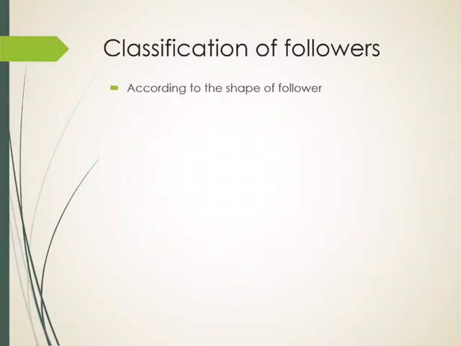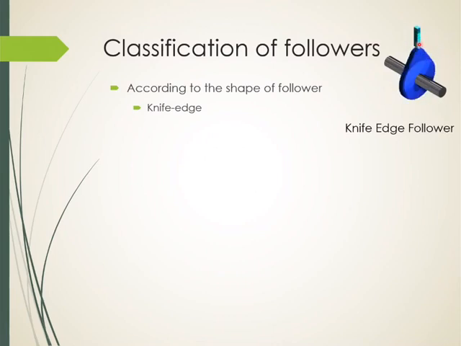Next we will have the classification of followers. Based on the shape of the follower, we can classify the followers as we see here one by one. The first type is called the knife edge follower, and you can see in this sketch the follower has its tip in the form of a knife edge. This is the tip of the follower which is in contact with the cam, in the shape of a knife edge, which means it is a sharp edge. So this type of follower is called a knife edge follower.